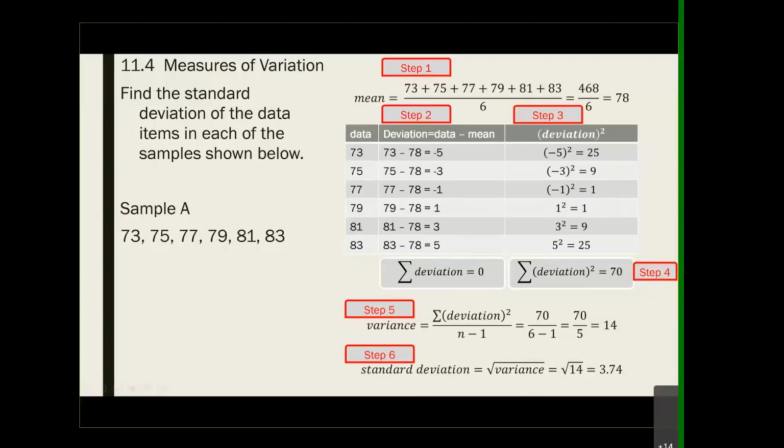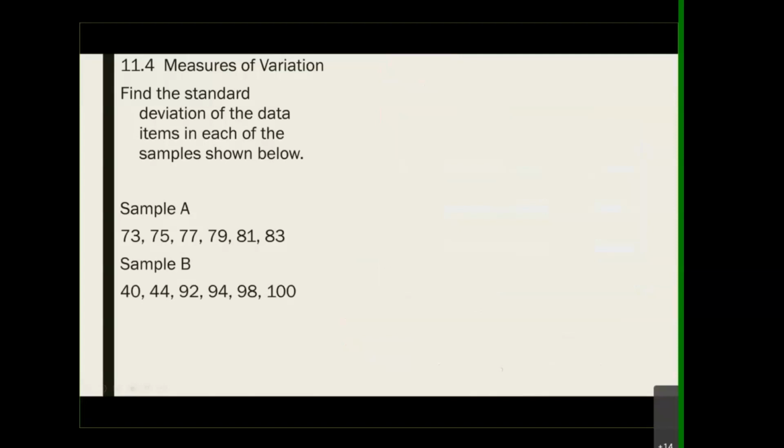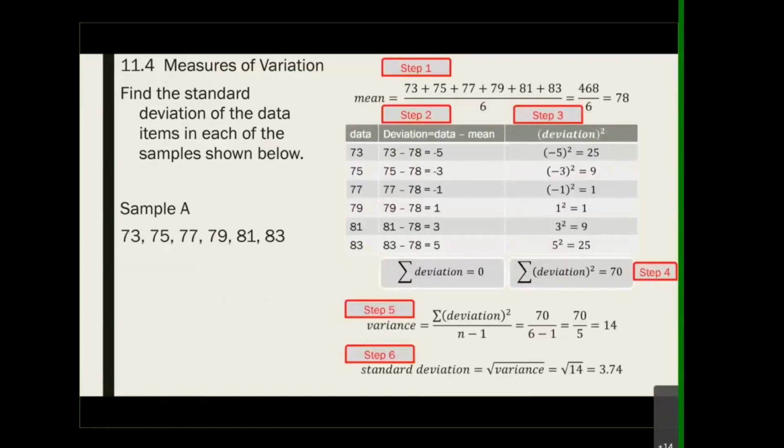But let's take a look at sample B. Sample B is a little bit harder. Why? Because looking at sample B, and again, I purposely do this. Well, first of all, before we do sample B, let me ask you guys if there are any questions. Any questions on the 6 steps, how to find your sample standard deviation here?